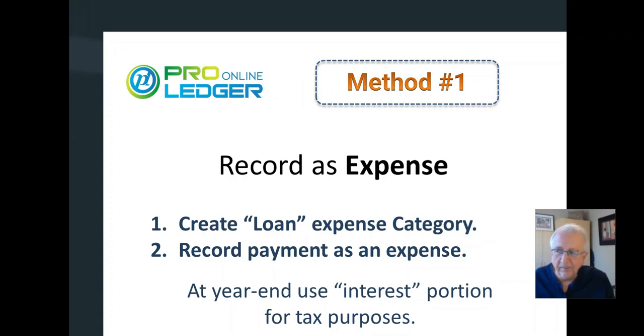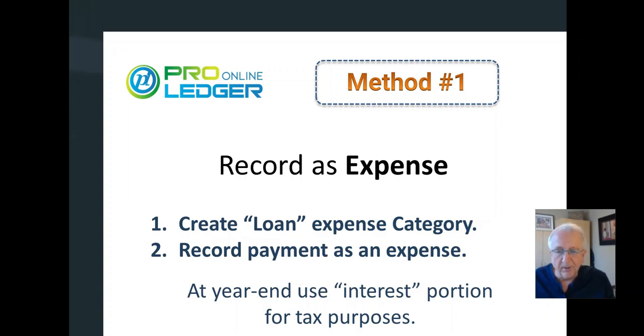The first method is to simply record the entire loan payment as an expense. So step number one, we're going to create a loan expense category in the program, and we're going to show you how to do that in a second. And secondly, you're going to record the payment as an expense. So pretty straightforward. But just remember, at year end, you're going to use the interest portion only for doing your taxes. Assuming that you have a loan expense for your business, the interest portion is the only part that's deductible.